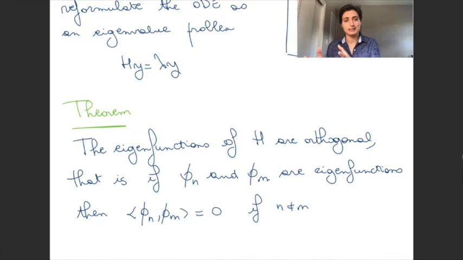And the theorem we're going to build is that the eigenfunctions of H, where H we have proven is self-adjoint, are orthogonal. That is, if you take any two eigenfunctions that are not associated with the same eigenvalue, then their inner product is equal to 0.